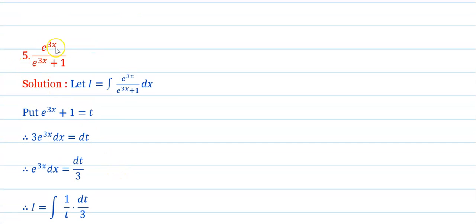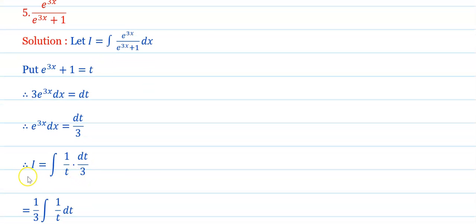Question number 5. e raised to 3x upon e raised to 3x plus 1. Very easy question. Let I be equal to the integral of e raised to 3x upon e raised to 3x plus 1 into dx. आता इथे e raised to 3x plus 1 चा डेरिव्हेटिव्ह काय? तर e raised to 3x into dx into derivative of this 3x. म्हणजे काय? आपल्याला e raised to 3x into dt मिळाला. Therefore, what is the substitution? Put e raised to 3x plus 1 equal to t, and its derivative is 3 e raised to 3x into dx equal to dt. आता 3 हा ट्रान्सफर करणार, therefore e raised to 3x into dx is equal to dt by 3. म्हणजे आपल्याला e raised to 3x into dx ची व्हॅल्यू मिळाली. It is dt upon 3.